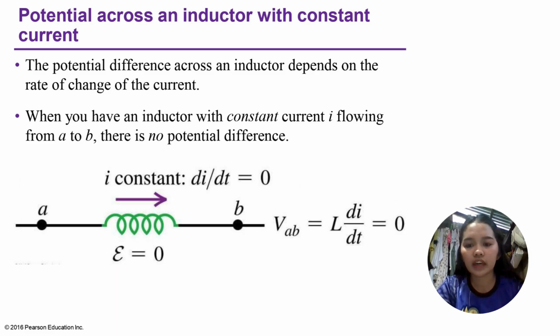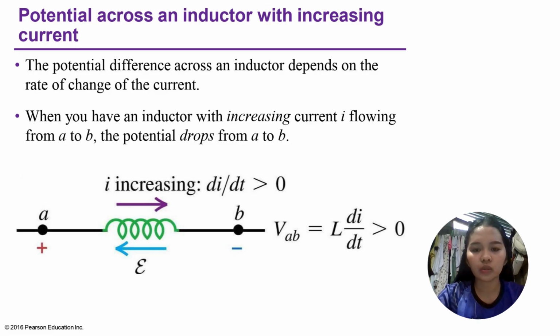So in this special case where the current through an inductor is constant, the rate of change of the current, di over dt, is 0. Consequently, the voltage across the inductor, V_AB, is also 0. It's because an inductor behaves like a short circuit under DC, or direct current, conditions after the transient effects have died down.